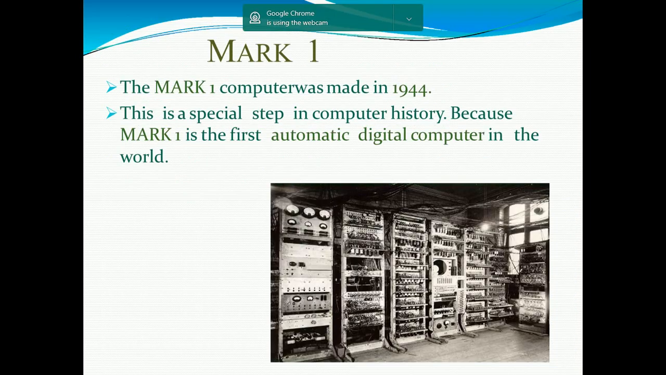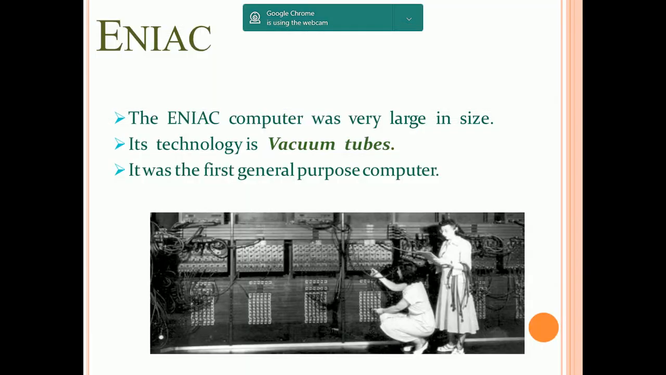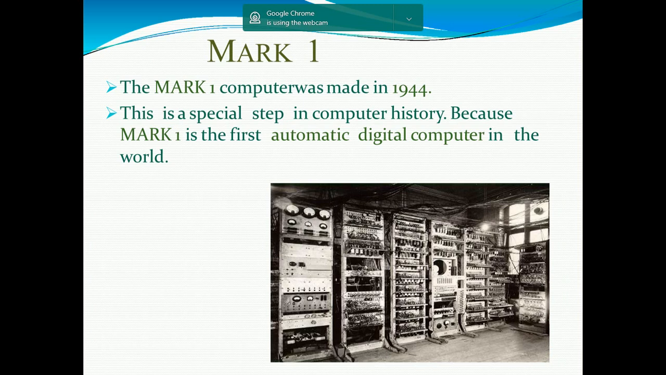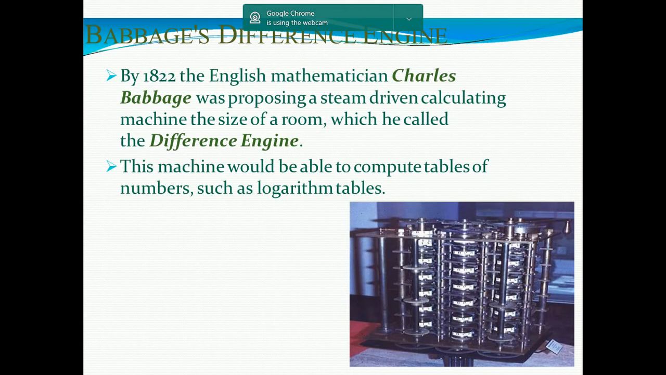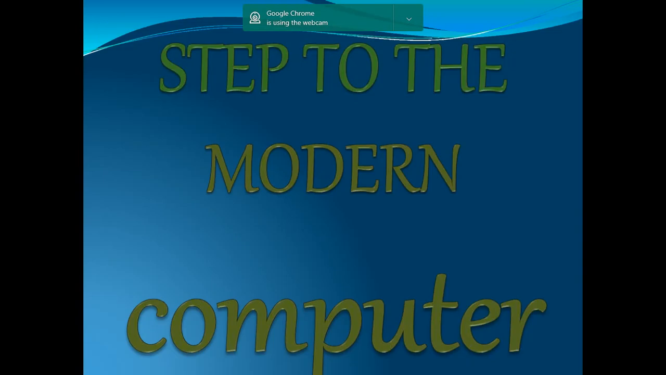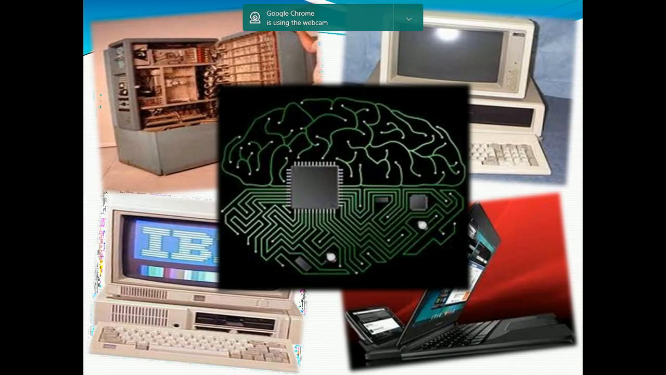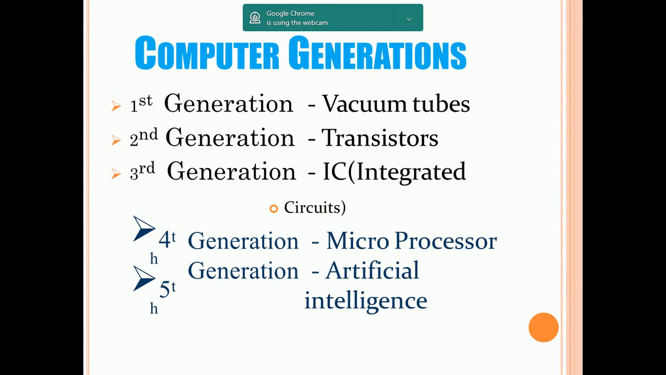And how the computer evolved, how the evolution of computer took place from the Mark I computer or Charles Babbage's reference engine to the modern computer. We have also seen the five generations of computers: first generation, second generation, third generation, fourth and fifth generation, and the difference between these five generations.